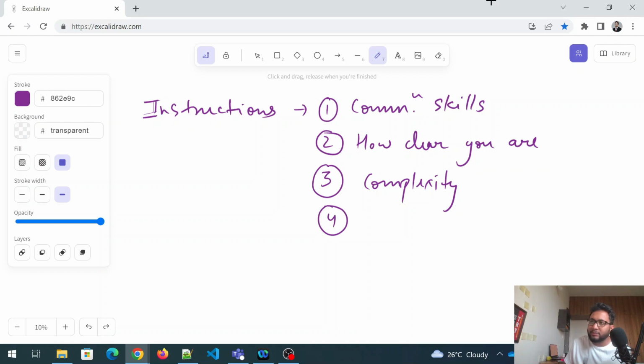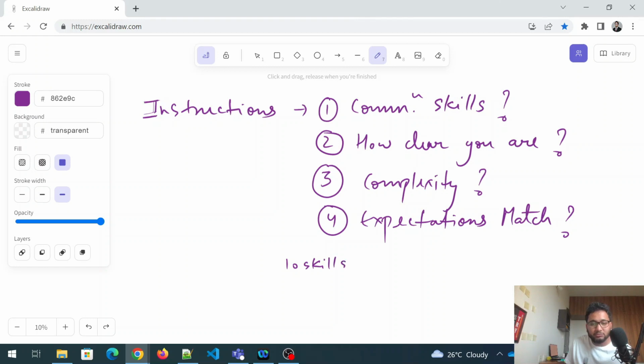And the fourth thing that I remember is how much you meet the expectation. Expectation match. How is that relevant? For example, we are looking for someone with 10 skills. Now every person cannot know everything, and this is something that everyone knows. So even if you match 70 to 80% of the criteria, people will cut you some slack and they can accept you in their organization. But it totally depends on the company.